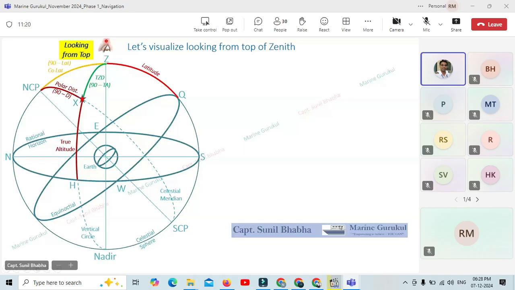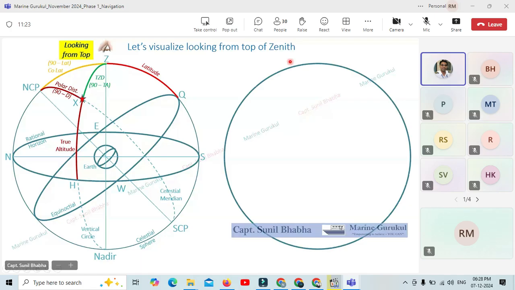Now first of all, the celestial sphere looking from top is going to look like a circle again. So it will appear like a circle as you see on the right hand side of the screen. Now when you are looking from top, you see this was the north point. The circle which we have made is basically the rational horizon of the observer. When you are looking from the top, the circumference of the celestial sphere will be the rational horizon of the observer.